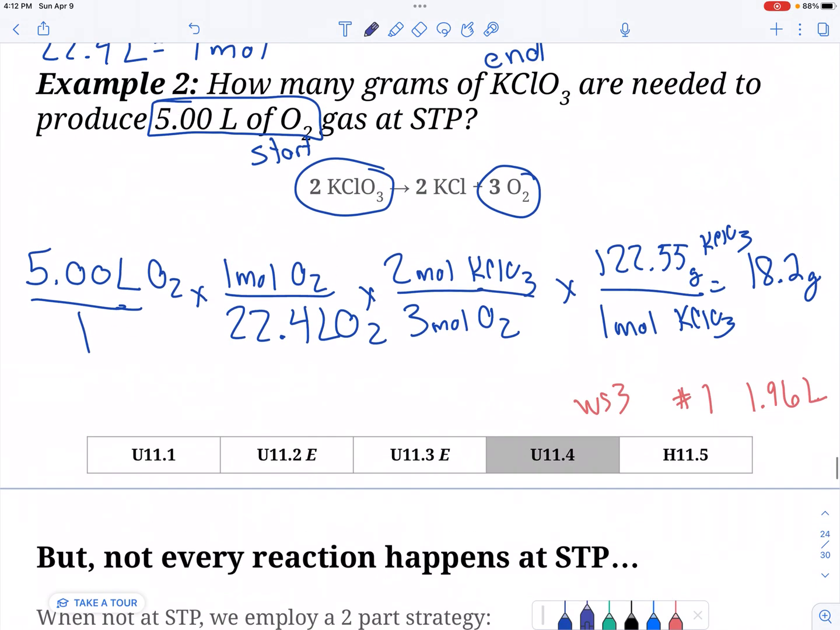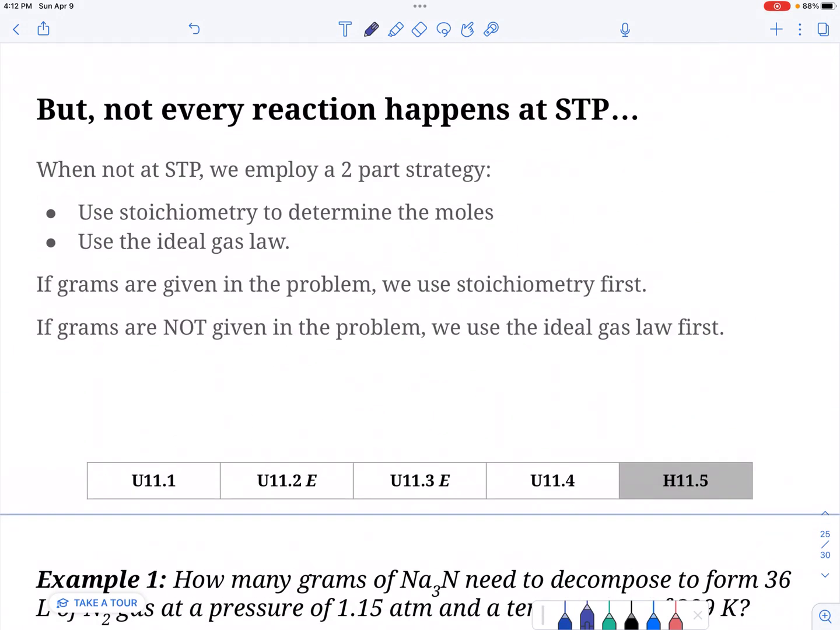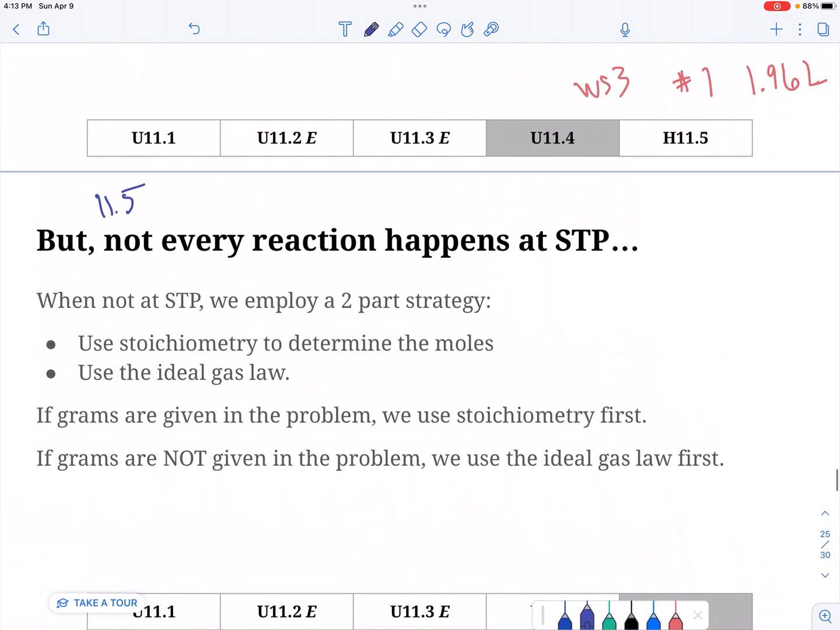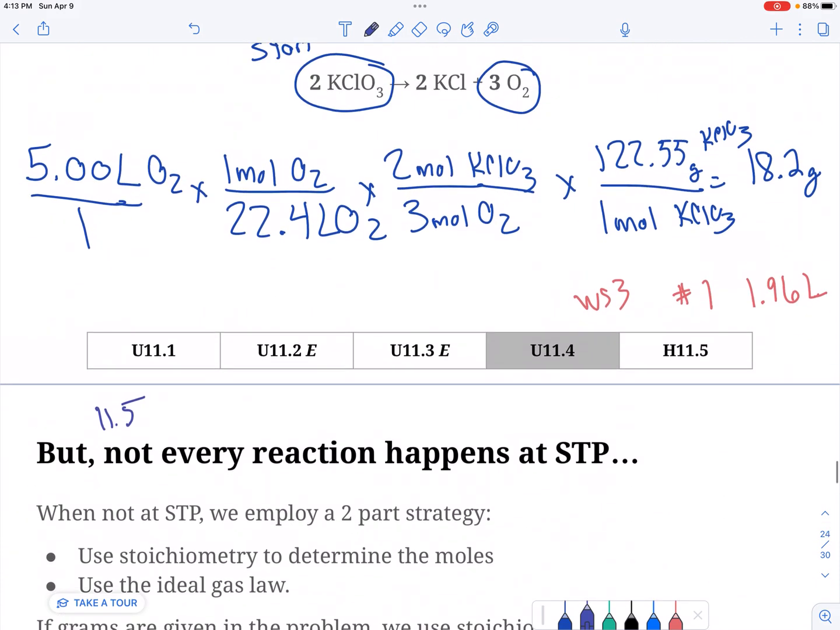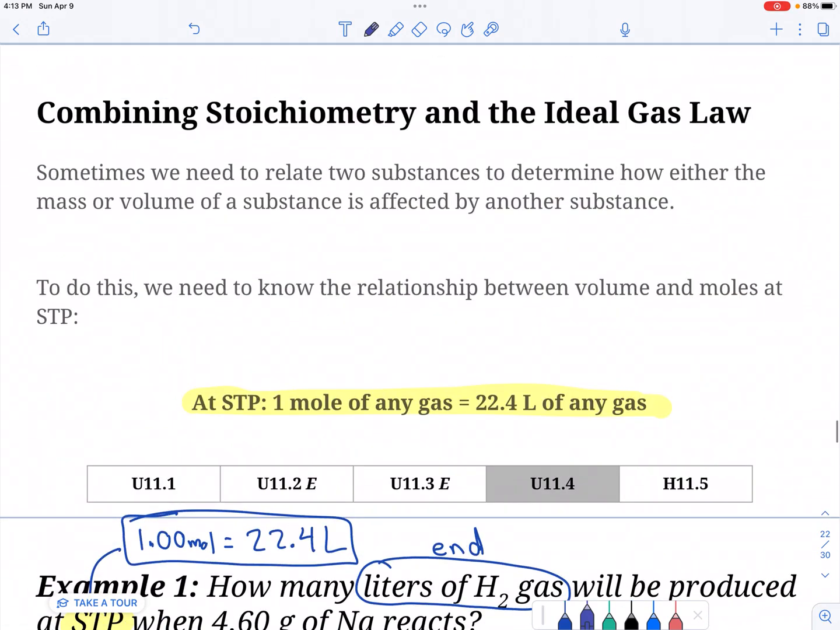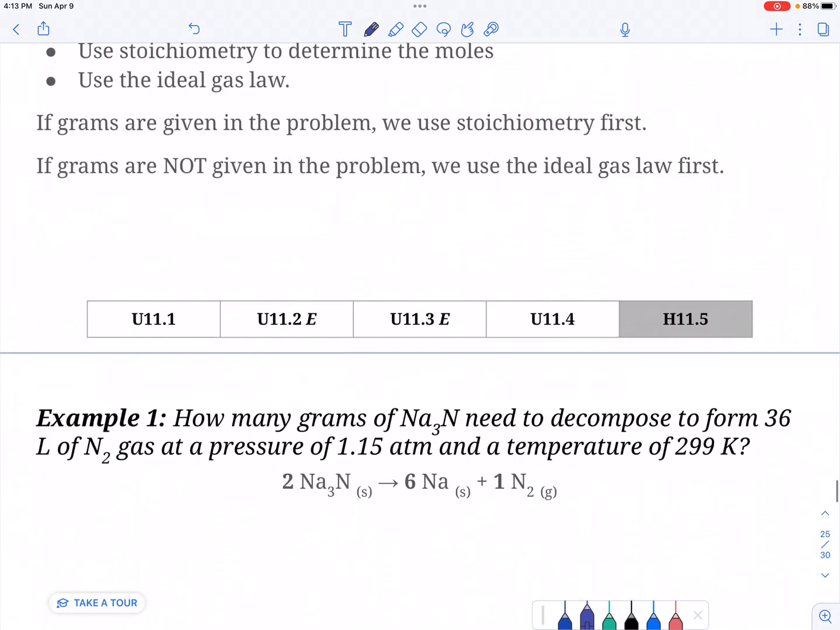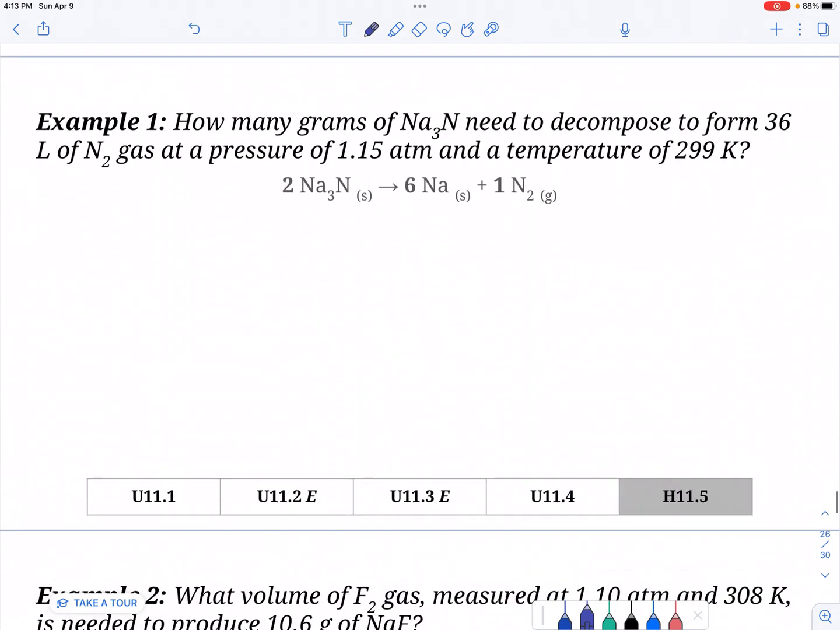All right, so here is a tutorial on 11.5, which is using the ideal gas law, doing gas stoichiometry when you do not have STP conditions. So remember, at STP conditions, we were able to use this shortcut. We were able to go right from 1 mole of any substance to 22.4 liters. But that only works when you have those specific conditions. So when you don't, we need to use the ideal gas law along with stoichiometry.